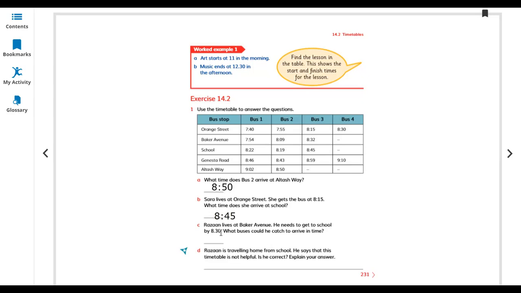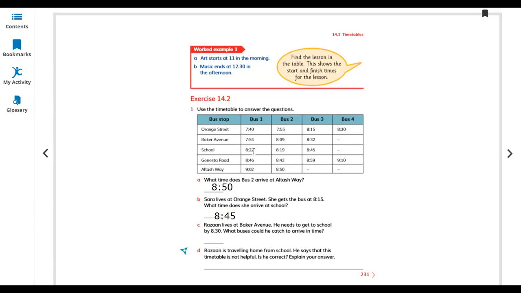Razan lives at Baker Avenue. He needs to get to school by 8:30. What bus could he catch to arrive at school? So the time is 8:30. So this one, 8:45, is useless.